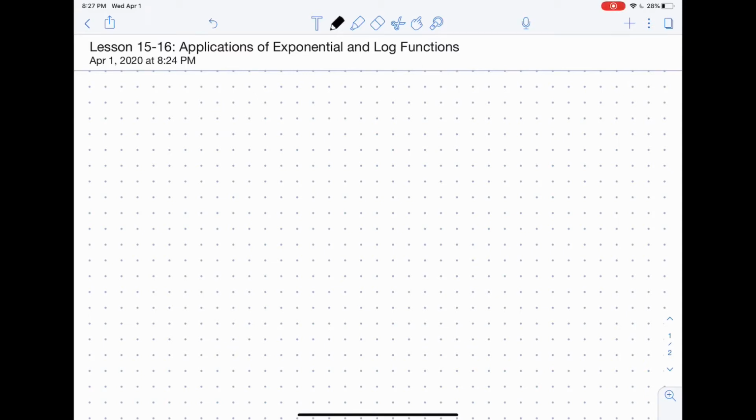Hello, everybody. Welcome back. This is Math 1375, Professor Reitz, and today we're going to be talking about chapters 15 and 16 in the book, Applications of Exponential and Log Functions.